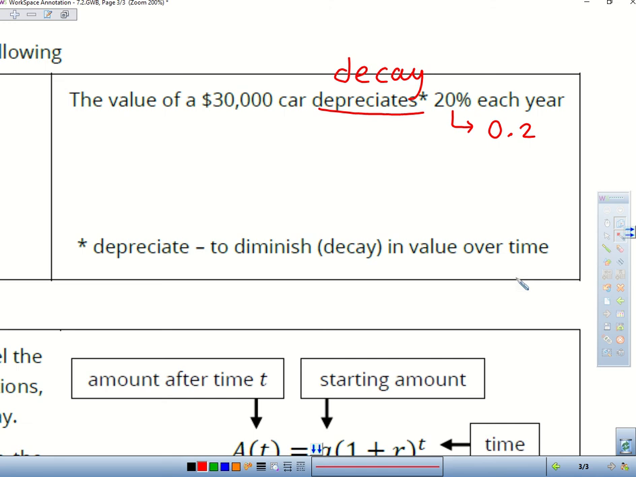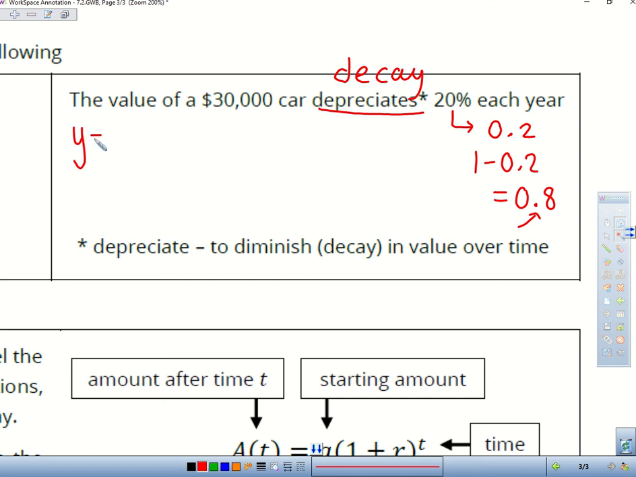0.2. But we have to convert it now into a growth or decay factor. How would we do that? Good. Everybody know why it's subtraction here instead of addition? Yeah. So this is my factor. Any questions about the factor?